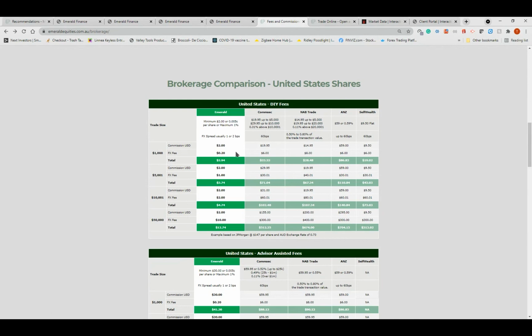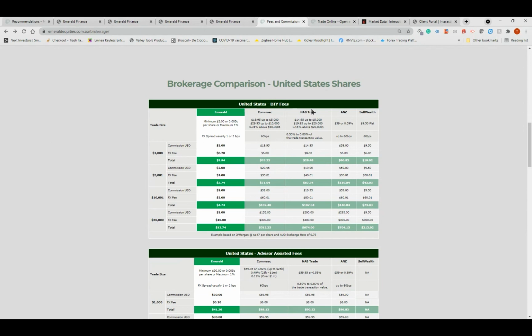Now, if we compare us to CommSec, for instance, their commission fee is $19.95, and this is online, by the way. This is DIY. This is you placing the trade yourself. They're charging $19.95. But not only are they charging this, they're charging a FX fee, and they charge this FX fee on every trade that you do. So a company like CommSec that charge on every single one, what that means is every trade that you place at $1,000, you're paying $33.33 Australian to do that trade. So they're very expensive compared to us, guys.